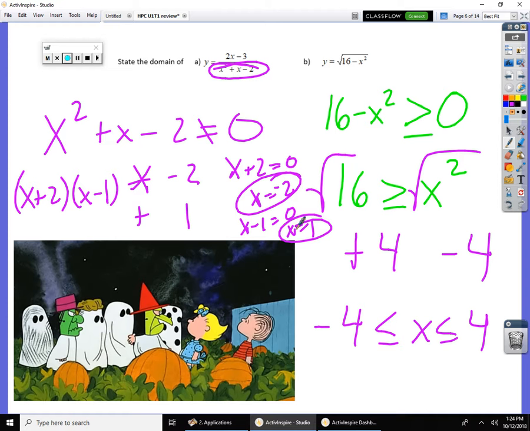Sorry, I almost flipped the sign. Cool? All right. So what are the two major rules, since you guys forgot them and we haven't talked about them since week 1? You can't divide by 0 and you can't have a square root of a negative. Can you have a cubic root of a negative? Yes. Good job. All right.